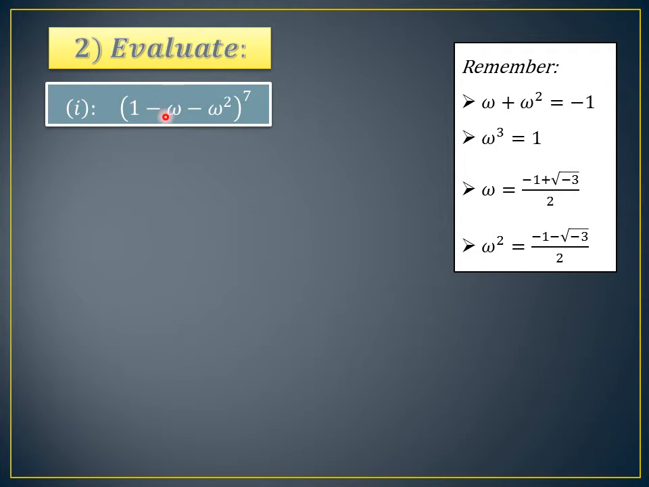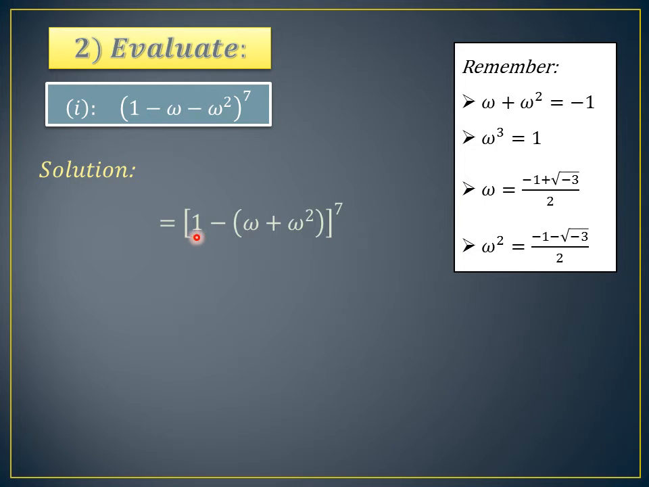Coming to the first part, it states (1 minus omega square) whole power 7. We have three values inside the bracket. We have to look at which formula can be applied. We have omega and omega square, but we don't have that plus sign between them. So what could be the first step? We can take minus common.